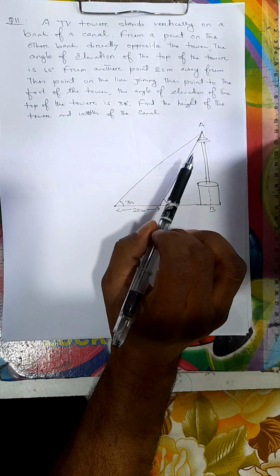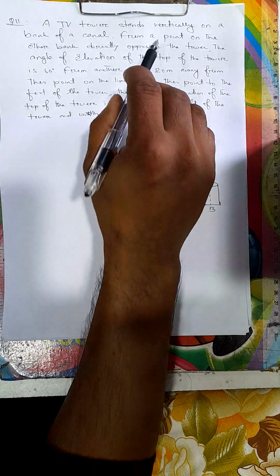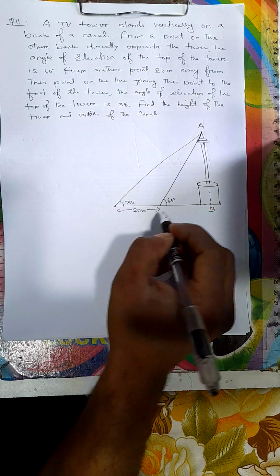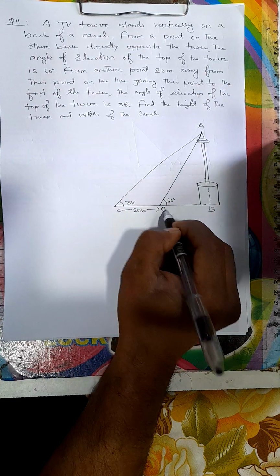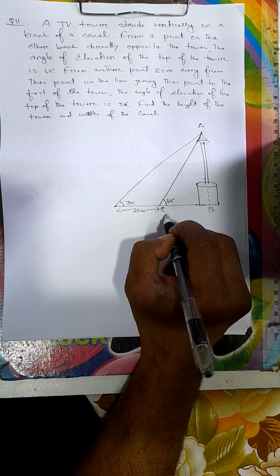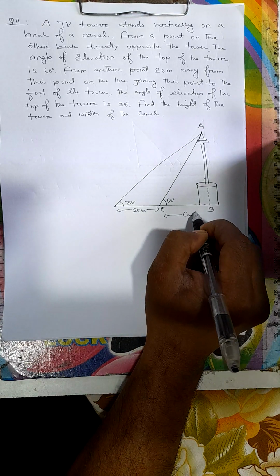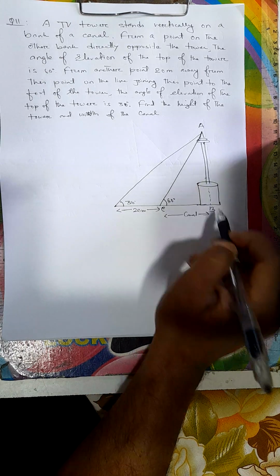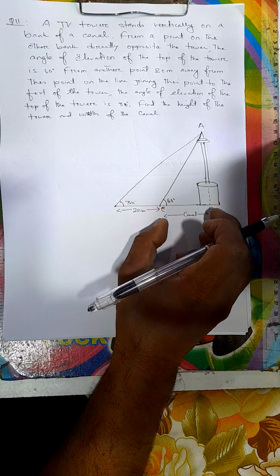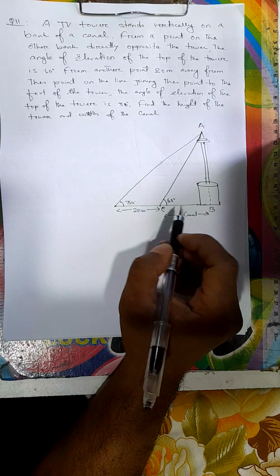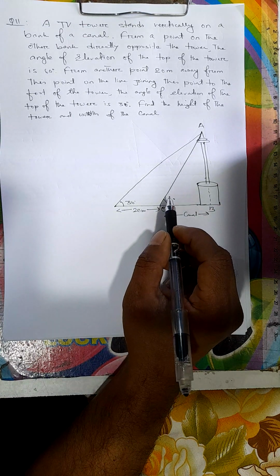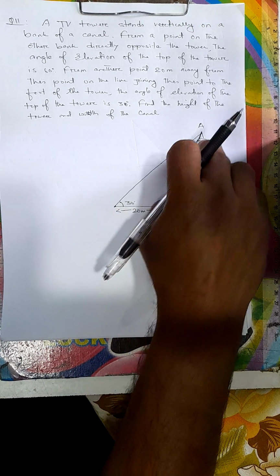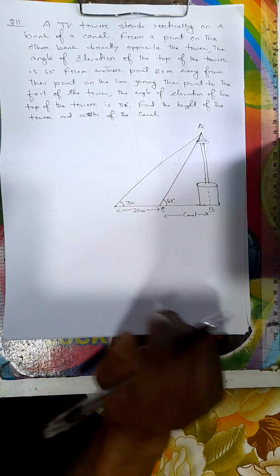From a point on the other bank directly opposite to the tower, say this point is C, this is the canal. Canal means there is a canal between the TV tower AB and this point. So the width of the canal is BC. From this point C, the angle of elevation of the top of the tower is 60 degrees.